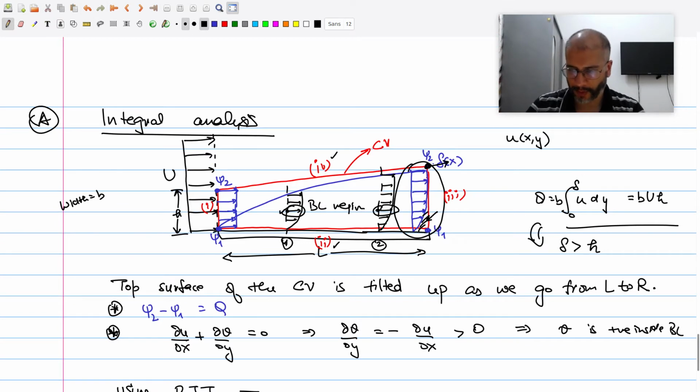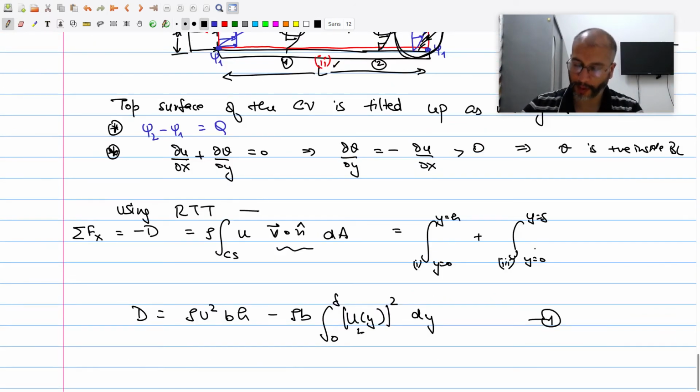Okay, so what that means is on this right hand side wall 3, we've got x equal to L. Okay, so we denote that as L here. Alright. So that is the expression for the drag force from the Reynolds transport theorem. That's using the integral analysis.